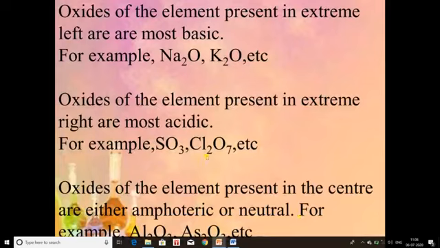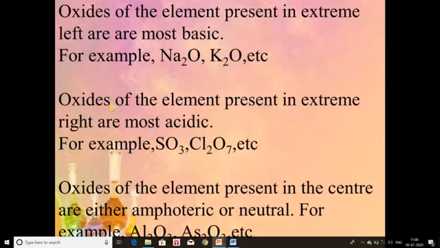Now, oxides of the element present in extreme left are most basic. So here when sodium combines with oxygen, it will form sodium oxide. Now what is the nature of this oxide? Is it basic, acidic or amphoteric? The oxides of elements present in group 1 or group 2 are basic. In the same way, potassium oxide is also basic in nature.